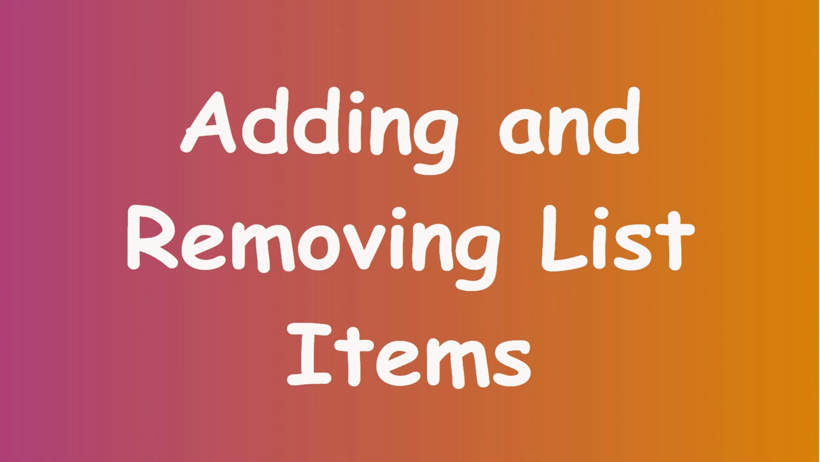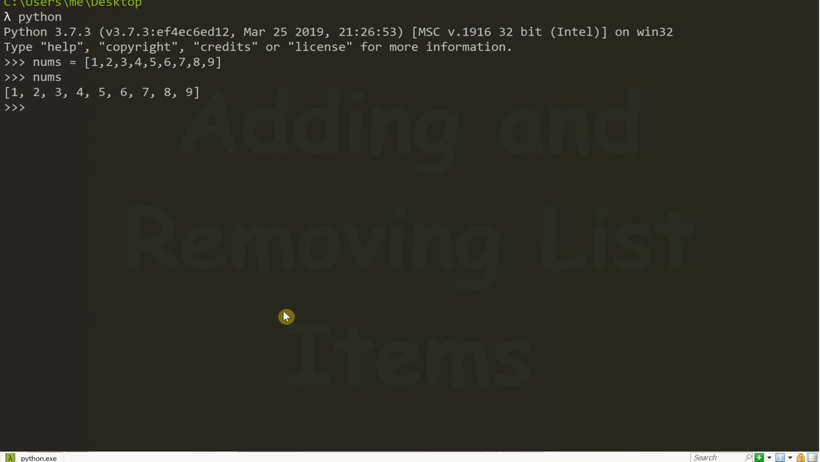Okay, so let's go into the terminal here. I've got a list pre-set up with just some numbers in it. Now, all of our methods will use the name of the list followed by a dot and then the method name with any arguments. Now this syntax will be familiar if you saw the lesson on string methods.